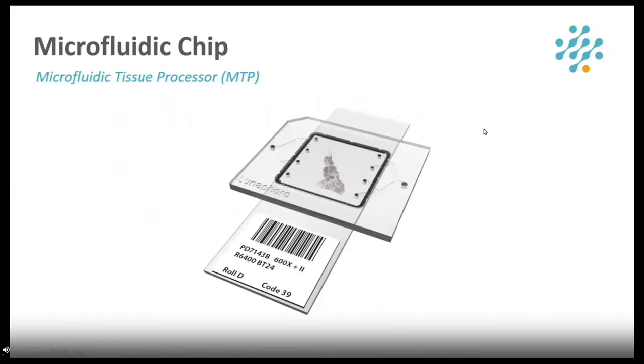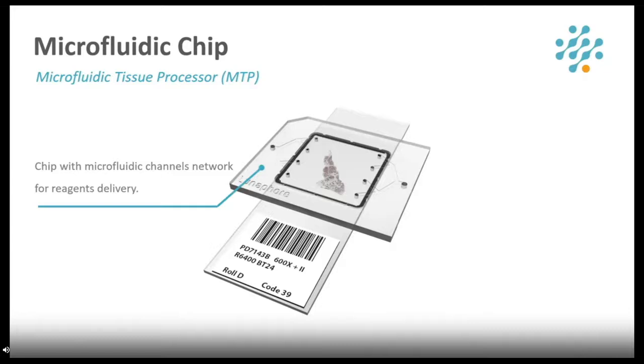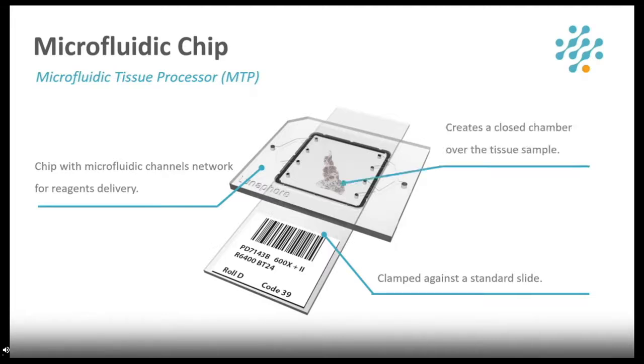So, Lunaphore's core technology is based on a microfluidic chip called MTP, for microfluidic tissue processor. It is used for tissue analysis assays like immunofluorescence or immunohistochemistry. The chip is equipped with a series of microfluidic channels used for reagent delivery. It is clamped against a standard glass slide that makes a closed chamber over the tissue sample. This technology is called fast fluidic exchange, or FFX.